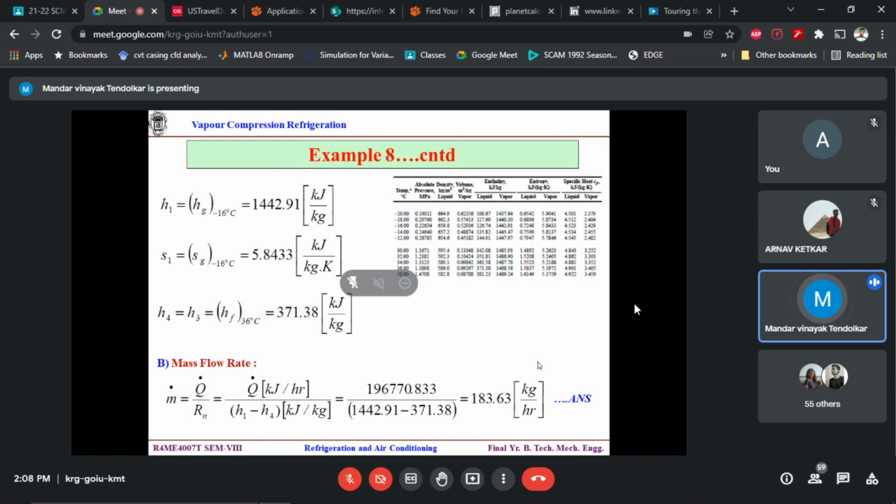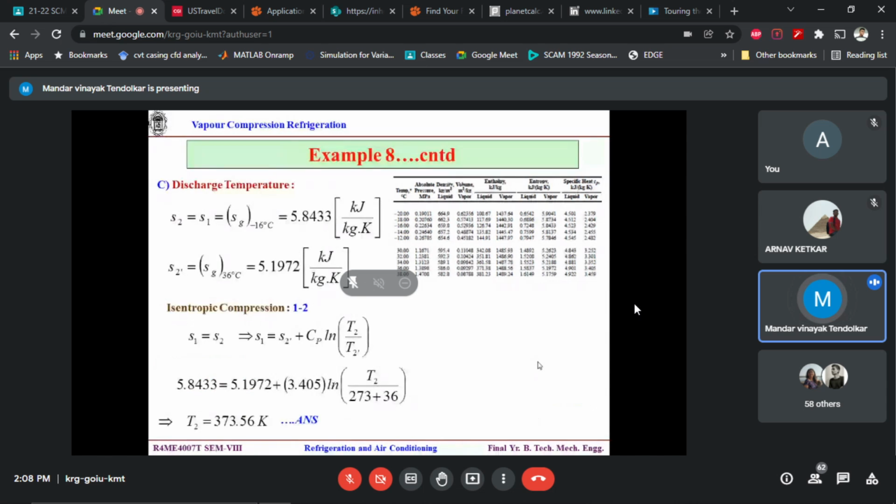So how to find the refrigerant? It is the same: Q dot is equal to m into delta h for the refrigerant. Whether you use the table or the chart or whatever, you can read the values of h1 and h4, which are related to the refrigeration effect or evaporator load, whatever you call it. Accordingly, you can find m dot. Is the calculation correct? Yes, sir.